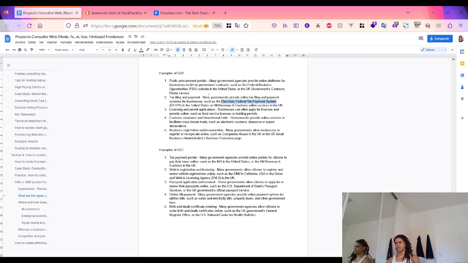License and permits application. Business can often apply for licenses and permits online, such as food service, customs clearance, and international trade, business registration, and incorporation.